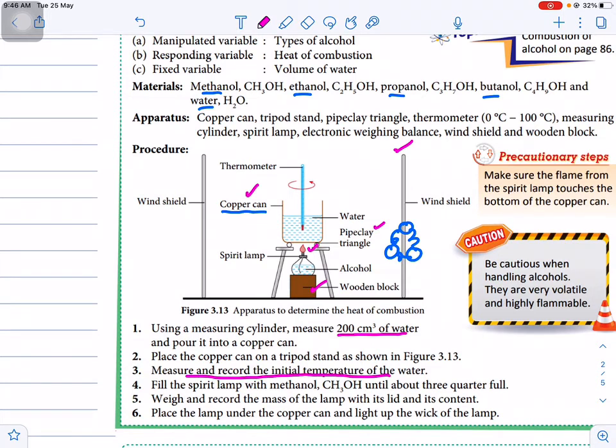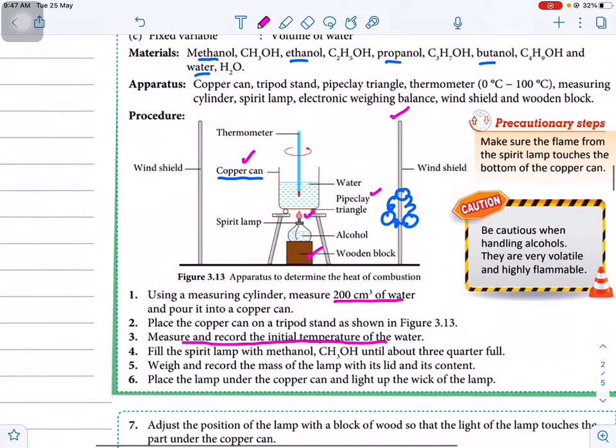Okay, the reaction will not occur between the water and the alcohol. Kita bukan reaction water dengan alcohol, tapi kita guna water itu untuk dipanaskan. Okay, air akan dipanaskan, suhu yang akan kita catatlah suhu water. Tapi reaction itu bukan berlaku dalam water. The reaction occurs between the alcohol and the oxygen dekat bawah copper can tu. Okay, so heat release dari situ transfer ke dalam water. This is the difference between heat of combustion dengan heat yang lain.